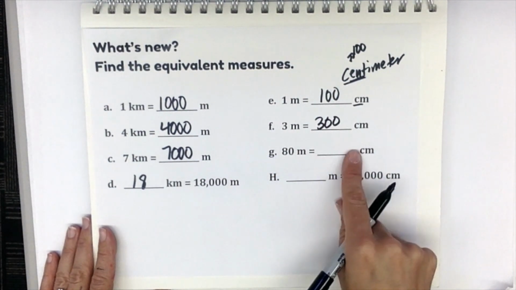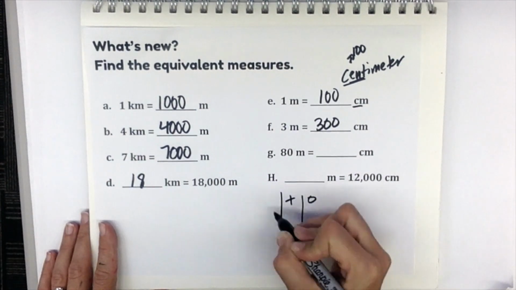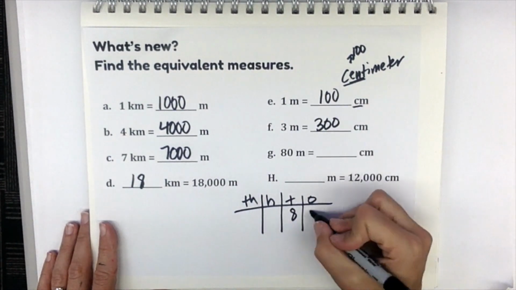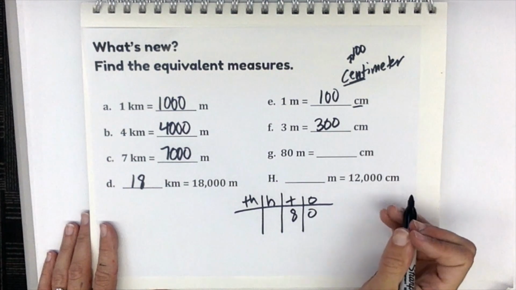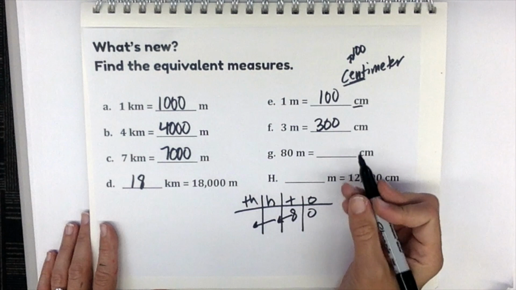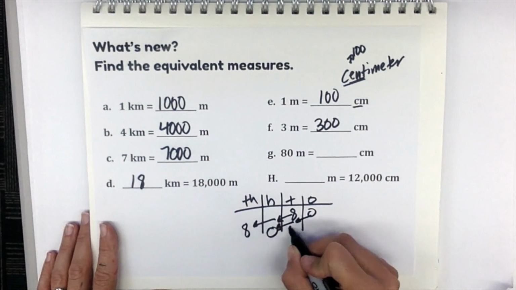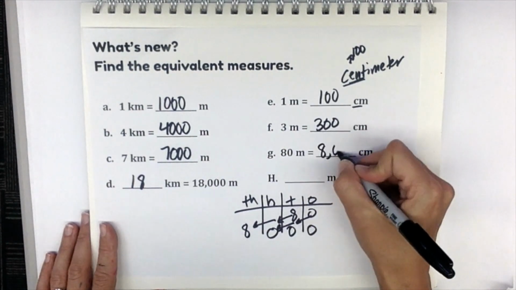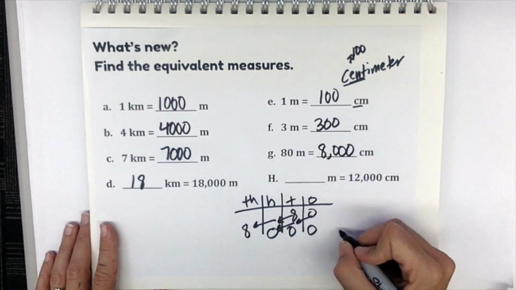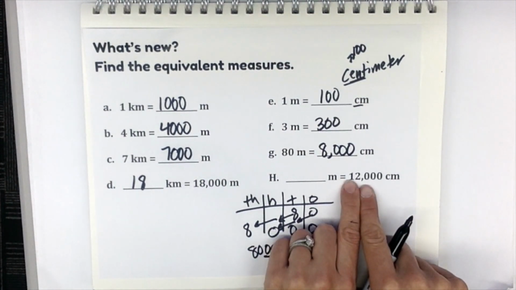80 meters equals how many? Let's make a place value chart. So if I have ones, tens, hundreds, thousands, and I have 80, that's 8 tens, 0 ones. I'm multiplying it by 100, so I need to move it over 2 times. So this would be times 10, and then times another 10, that equals 100. So I'd have 8 here. I have to move this one also, and I end up with 8,000. Okay? Or another way of looking at that is 80 hundreds.